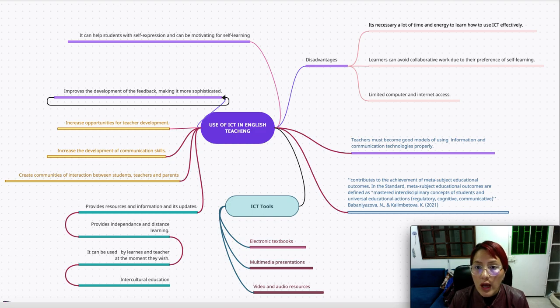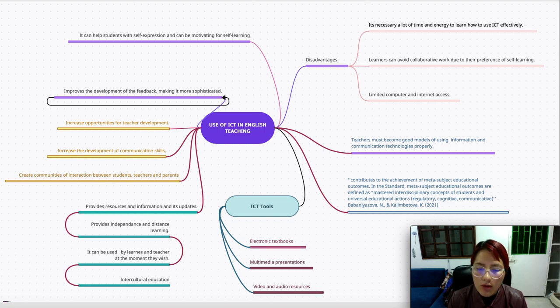But on the other side, we have the disadvantages. The first one is that a lot of time and energy is necessary to learn how to use information and communication technologies effectively. That's correct. We don't learn that in a day. I mean, we need time for that. So yes, it can take a lot of time learning about that, even being a teacher, because we don't have all of the time. We just keep learning about them when we have to learn about some English activities or English strategies. So it takes time.